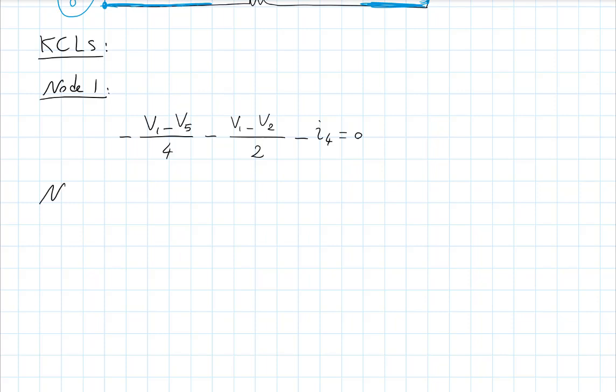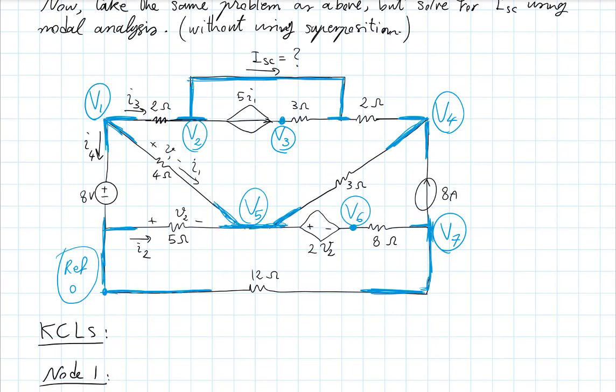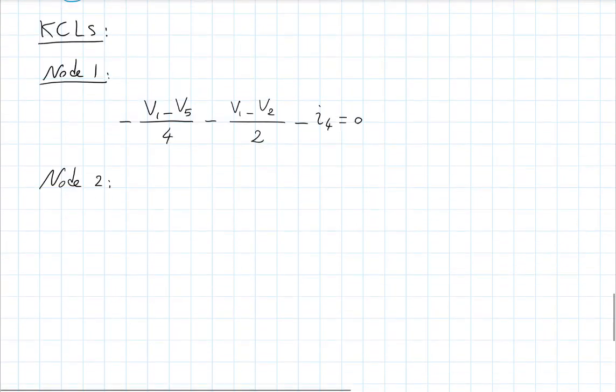Node 2. Now I'll start doing things in the same way. I have I3 going in. So I have I3 minus that short circuit current minus 5I1, right? Is that how I should write it? I3 minus I short circuit minus 5I1? So let's see. So first of all, I3. I3 is going into node 2. So that's V1 minus V2 divided by 2.